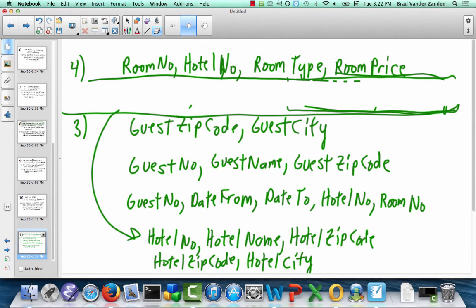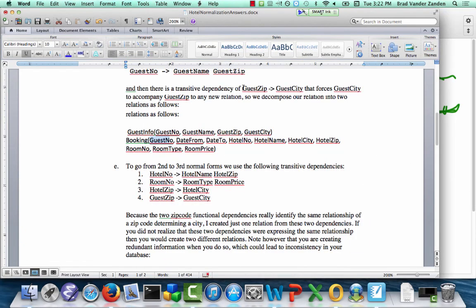There are two relations that are going to potentially contain redundant information between them. Just use your knowledge, common sense now. Exactly. So even though it seems that we're currently in third normal form, we know for a fact that guest zip code and hotel zip code are really the same thing. They're a zip code.